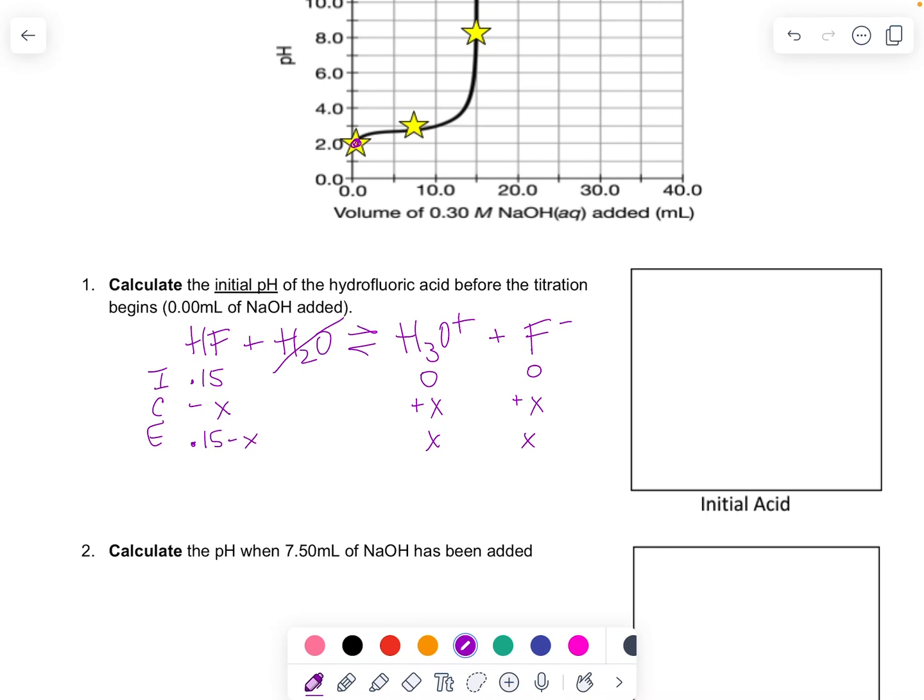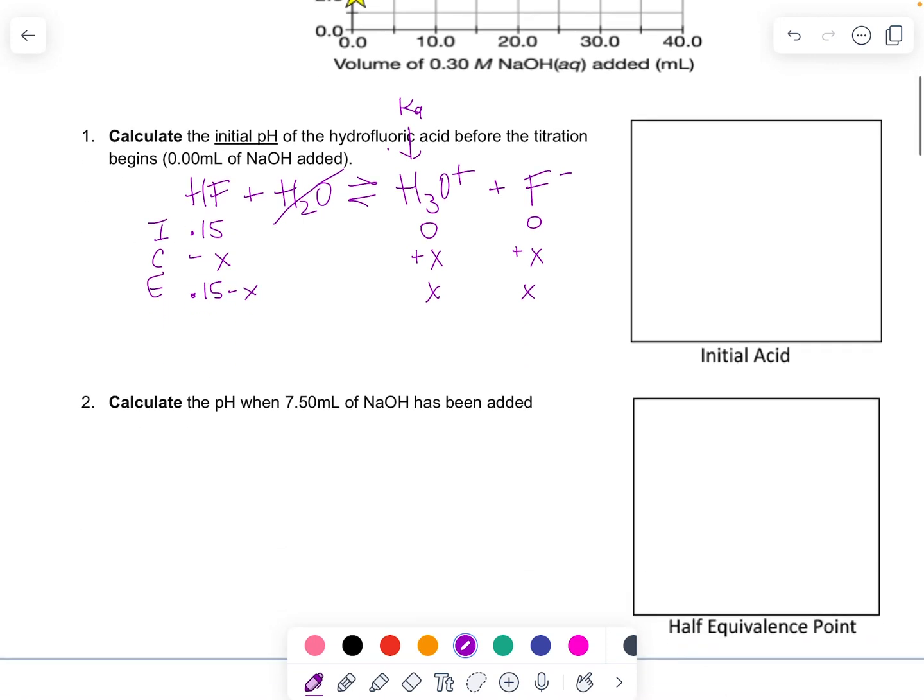So now, in order to figure out what the concentration of H3O plus is at equilibrium, we will have to use our Ka equation. We are going to use Ka because we are making this hydronium. We would use Kb if we were making OH minus, so if we were doing a weak base, strong acid titration. So our Ka is equal to the concentration of the H3O plus times the concentration of the F minus over the concentration of the acid. Remember, our H3O plus and our F minus will always be equal as long as we have a monoprotic acid, so one hydrogen, because the H3O plus and F minus are created at the same time.